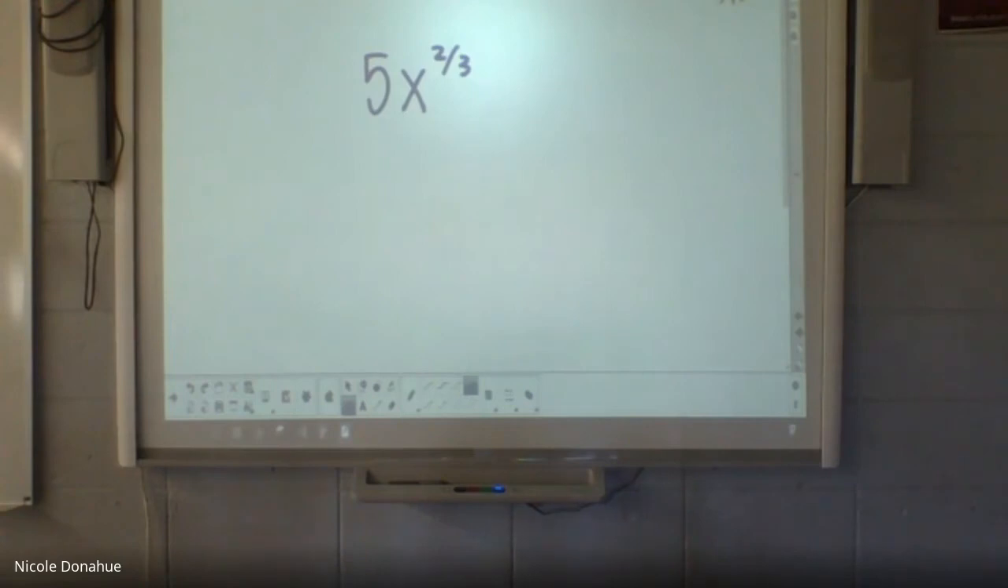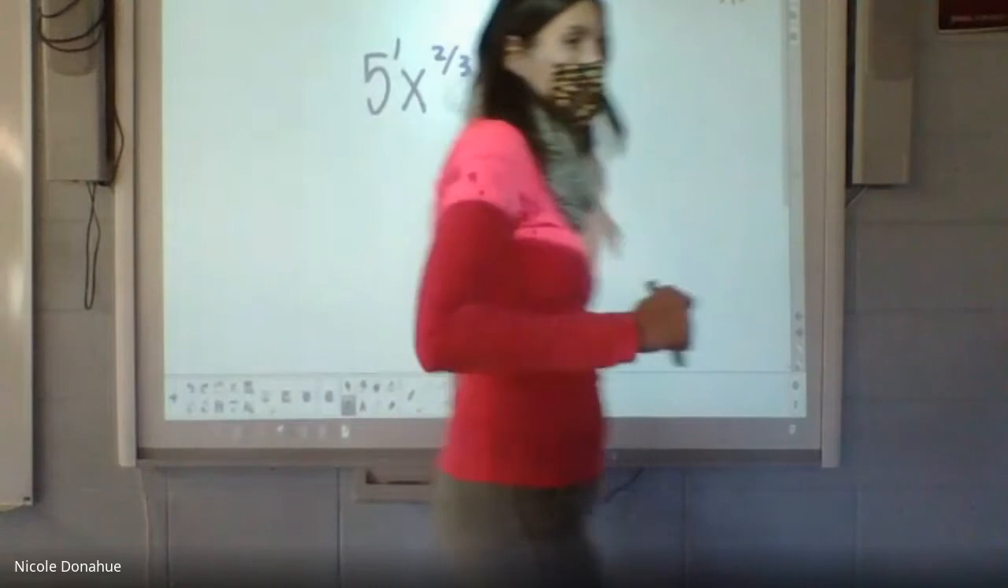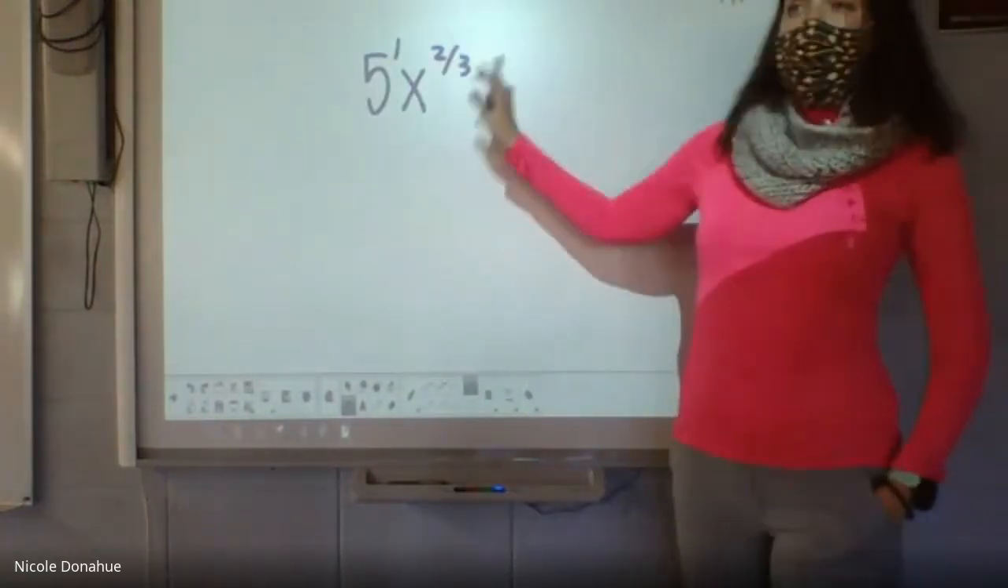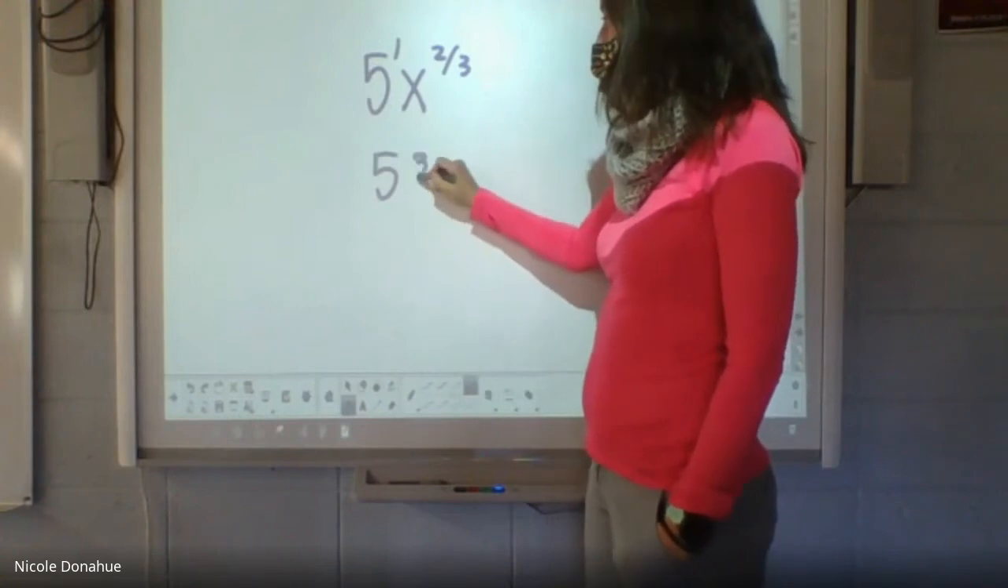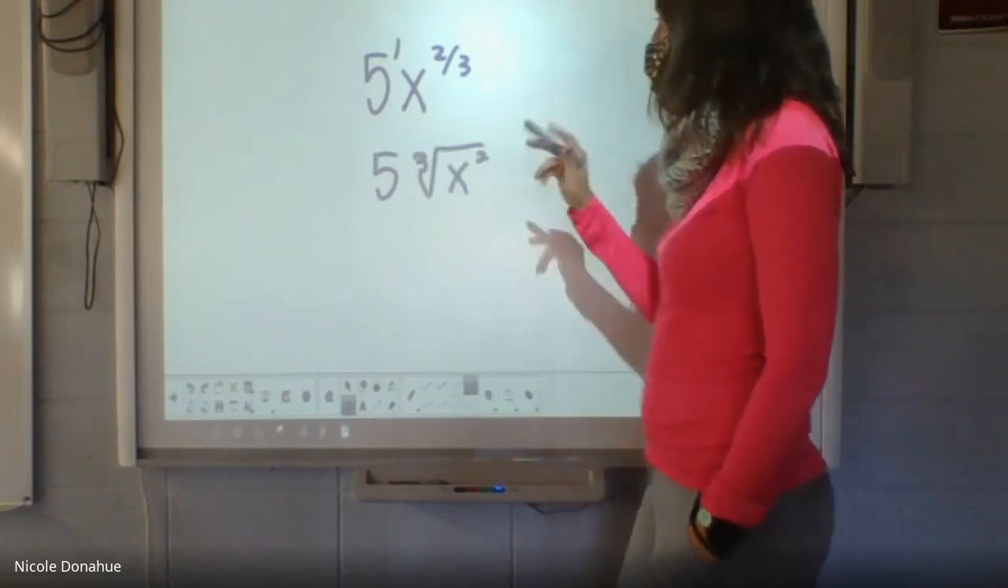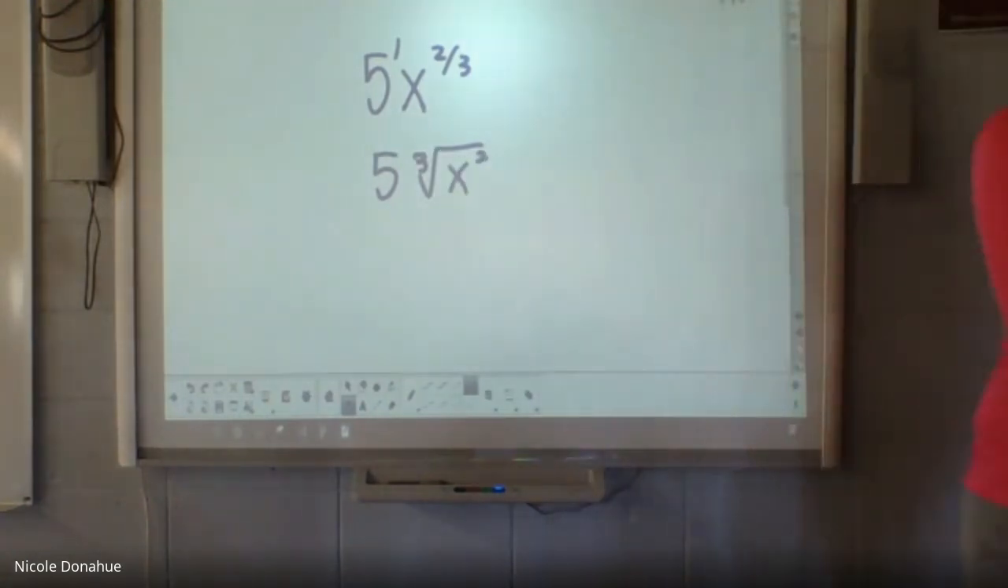So the 5 isn't getting that power, so it shouldn't be part of it. This 5 has a first power that we don't really write. So the 5's not part of this exponent at all. The 5's on the outside, and then this is the cube root of x to the second. So the 5 wasn't part of it at all, so we can keep that out of it.